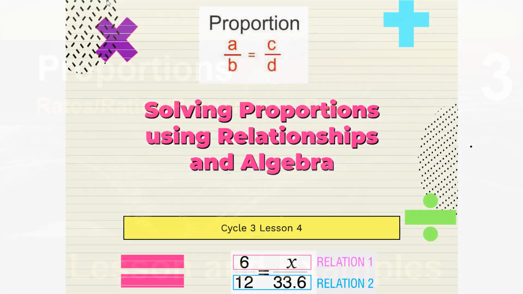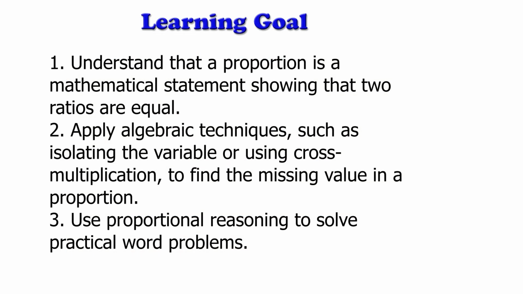Solving proportions using relationships and algebra. We've got 3 learning goals for this lesson. To understand that a proportion is a mathematical statement showing that 2 ratios are equal, applying algebraic techniques such as isolating the variable or using cross multiplication to find the missing value in a proportion, and using proportional reasoning to solve practical word problems.